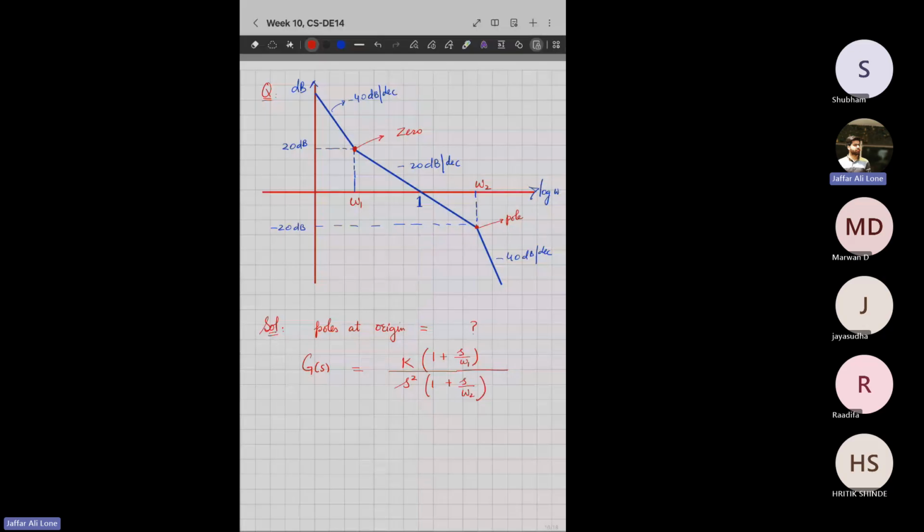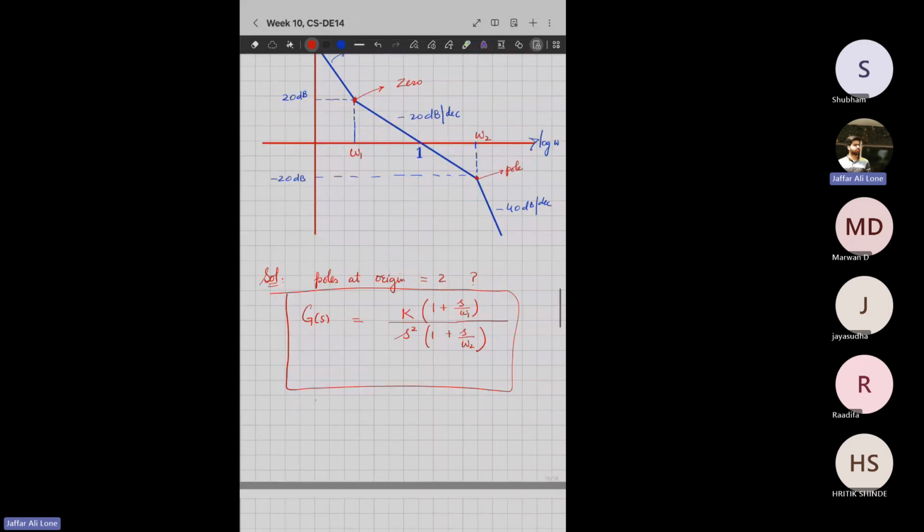At omega 2, I have a pole, right? So this will be the structure of my transfer function. But how will you get the exact transfer function? For that, what do you need? You need to find K, and you know how to find K. K can be found from the initial slope, or you can use a formula. The second thing you have to find is omega 1 and omega 2. So we need to find omega 1, omega 2, and K, and that's it.